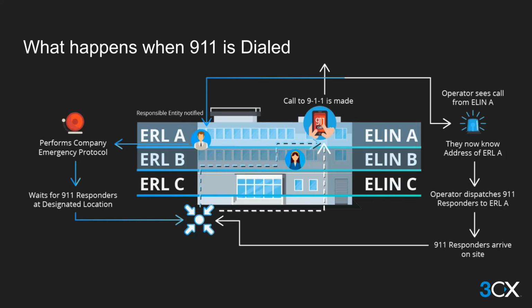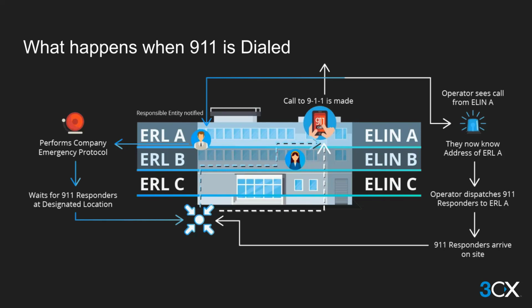Now to see the whole process in action. When someone within the organization or hotel guest, for example, dials 911, the call will go to the local 911 dispatch center. We can see on the diagram that the person calling 911 is on the third floor in this case, which comes under ERL-A and ELIN-A. The 911 operator will see the call coming in with ELIN-A coming through to them. They will now know the address of the ERL-A.